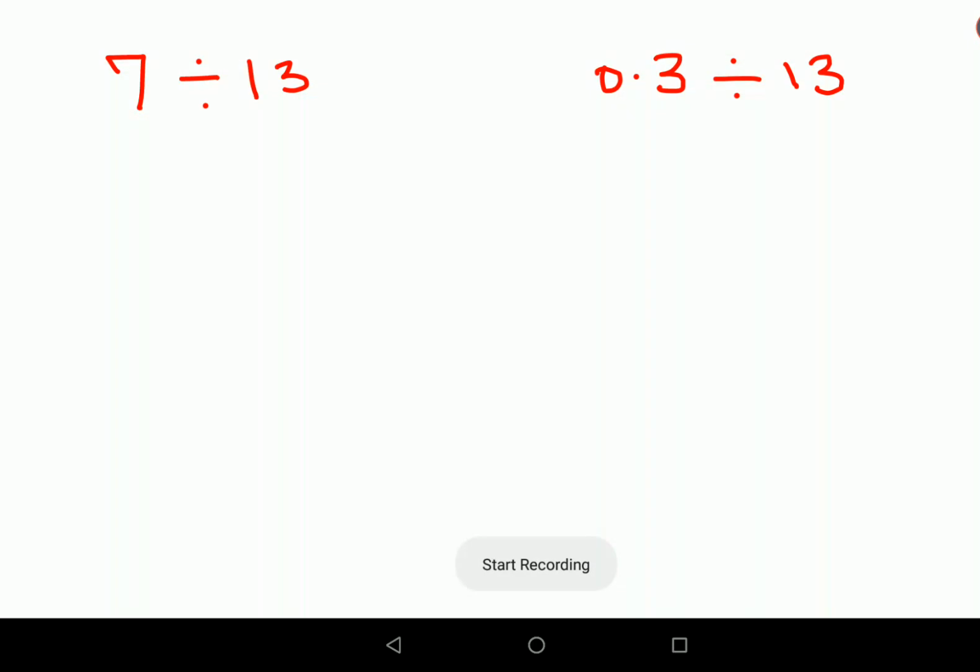Welcome everyone. So today I'm going to show you a division trick with which you can divide any number by 13 without doing the actual division method. Trust me, it's going to be super easy. All you have to do is, I'll just write this down.